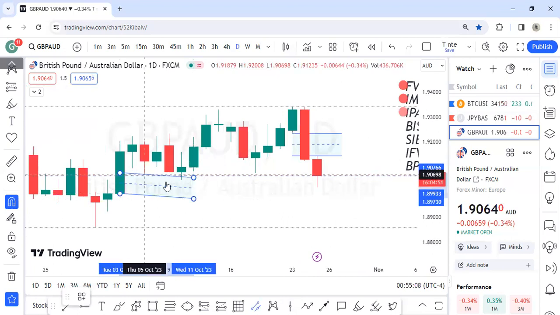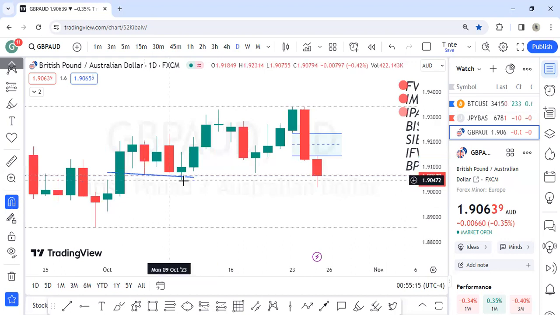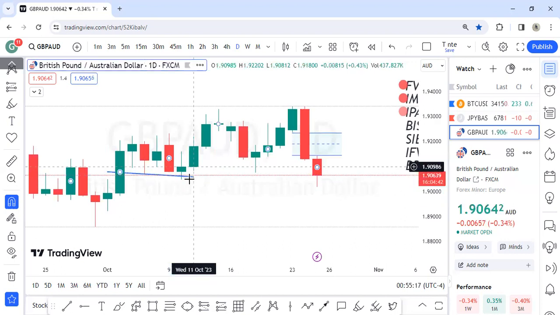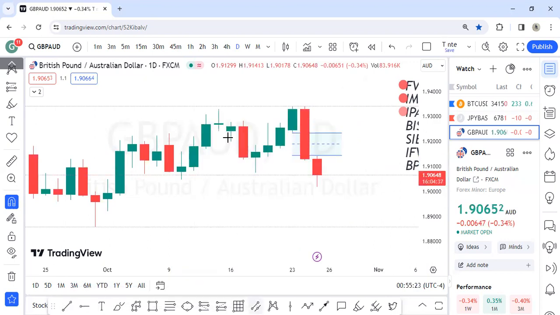My TradingView is difficult to place. Look at that. Let me try to withdraw that. Sorry. My drawing has become so difficult to place.